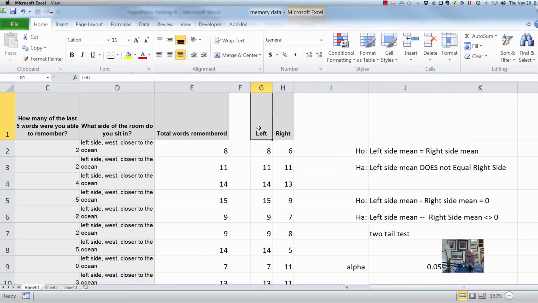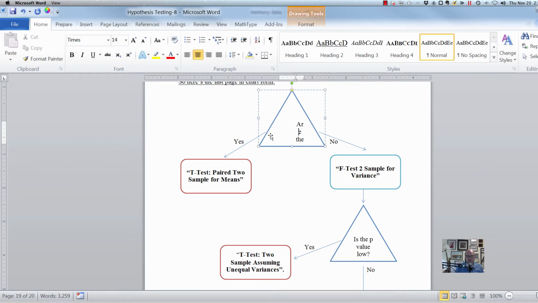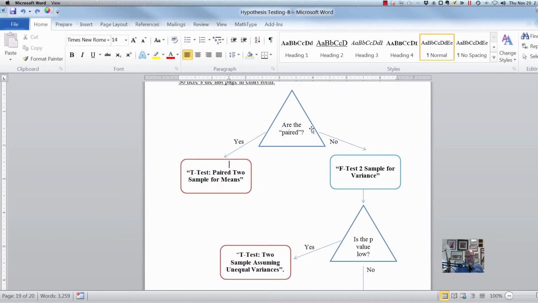We have left, which is one group of people, and right is a different group of people. This 8 and this 6 don't really belong to each other. There's no reason to say that those two need to be next to each other. We could sort one of these and the other one, it wouldn't make any difference. So we'd say no, this is not paired data. In a second, we're going to do one that is paired data, but this is not paired data. So then we go down this little route here.